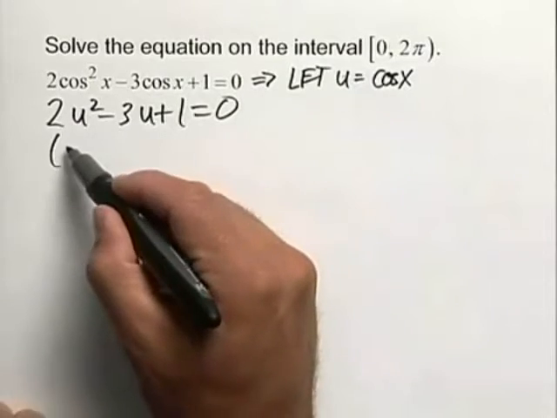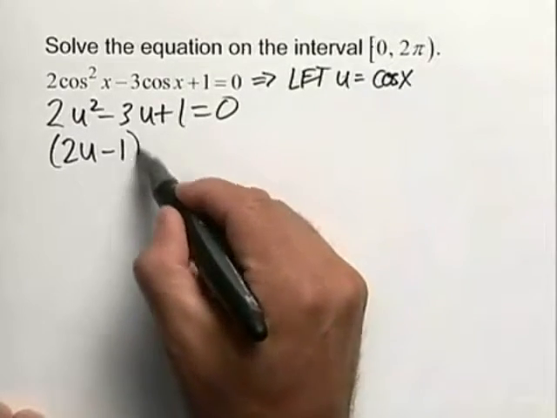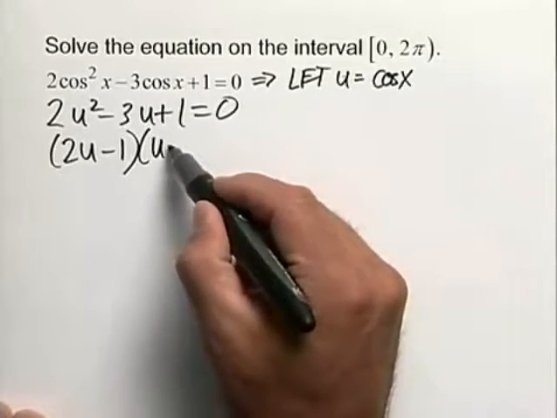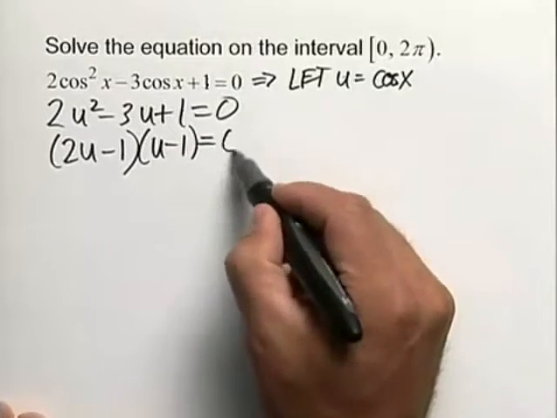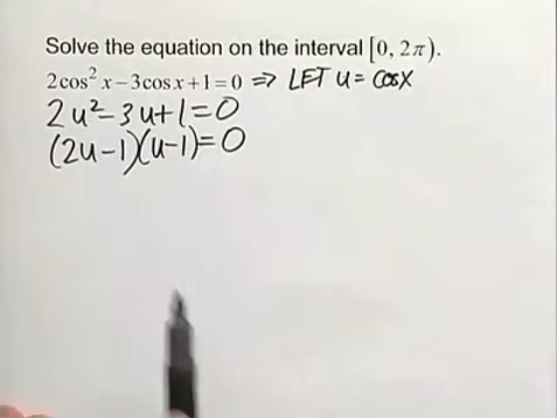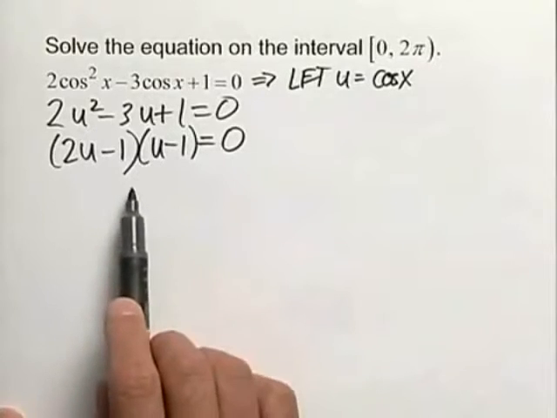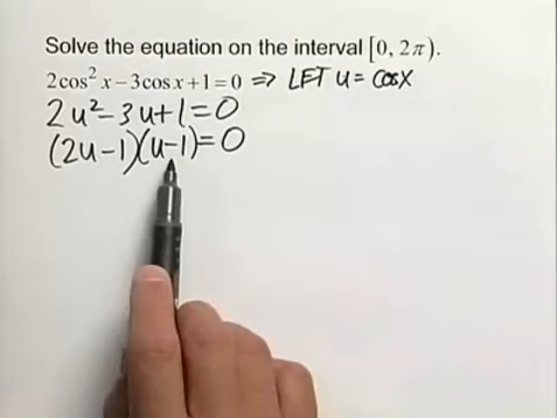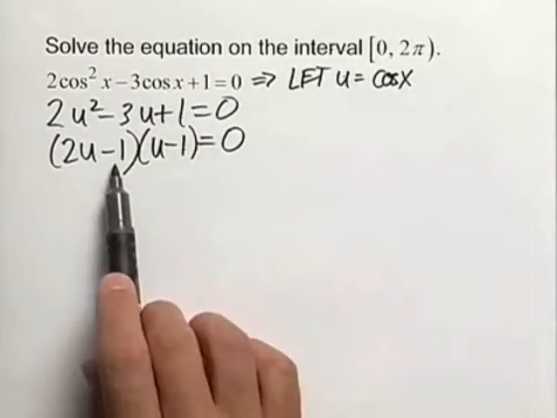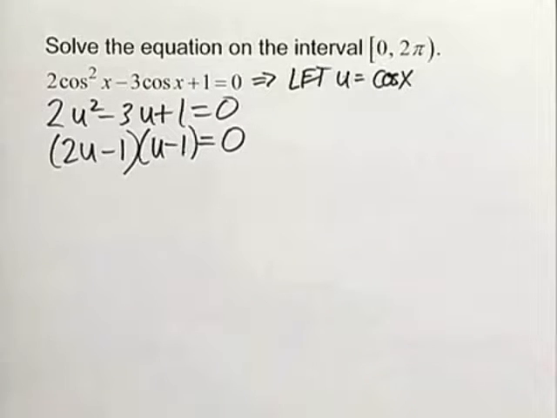Once we factor, this will factor into 2u minus 1 and u minus 1. You can check this out by FOILing if you'd like. 2u squared, on the inside, a minus u minus 2u will give us a minus 3u. Negative 1 times negative 1, that's our equation.